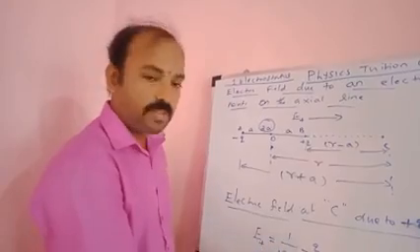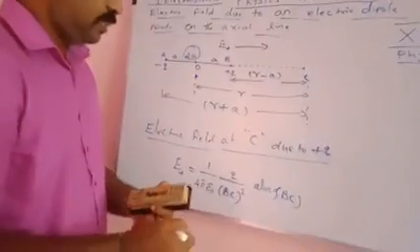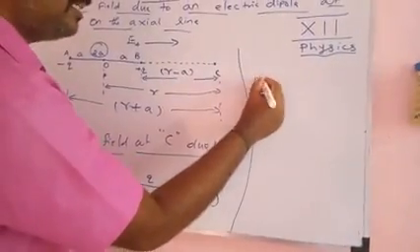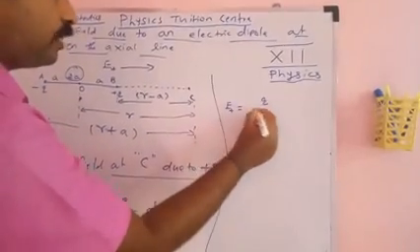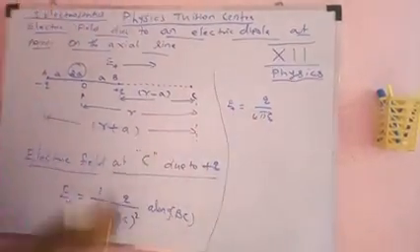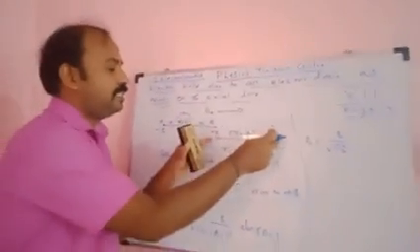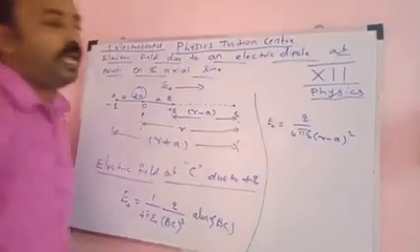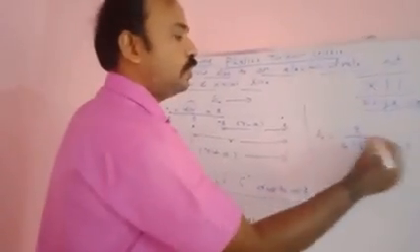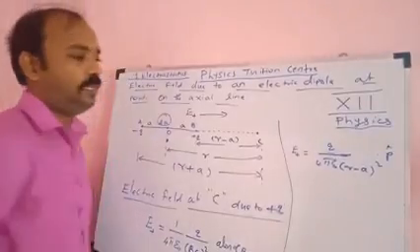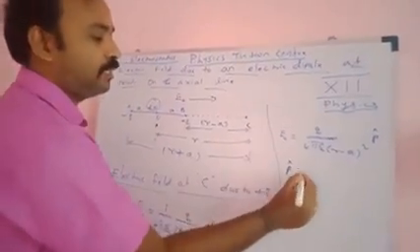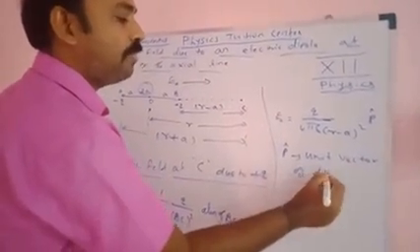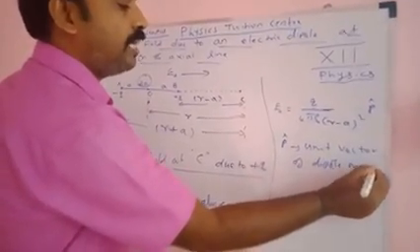E plus is equal to 1 by 4 pi epsilon 0 q by BC square, along BC. Now E plus is equal to q by 4 pi epsilon 0. What about BC? BC is equal to R minus A, that means R minus A the whole square into P cap. Now one question, what is meant by P cap? The unit vector of dipole moment.